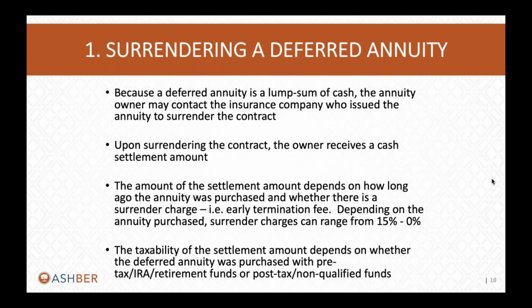So the amount of the settlement is going to depend on how long ago they purchased the contract, and whether there's any surrender charge or early termination fee. Surrender charges can range anywhere from 15% down to 0%, depending on how recently the deferred annuity was purchased. Also, we're going to look at the taxability of the settlement amount. That is going to depend on whether the deferred annuity was purchased with pre-tax dollars, money from an IRA or retirement funds, or if post-tax dollars were used to fund the deferred annuity.